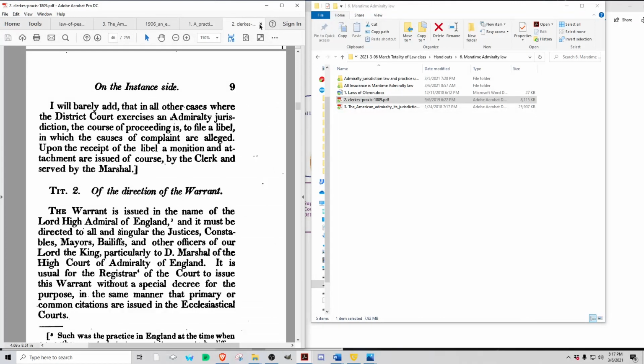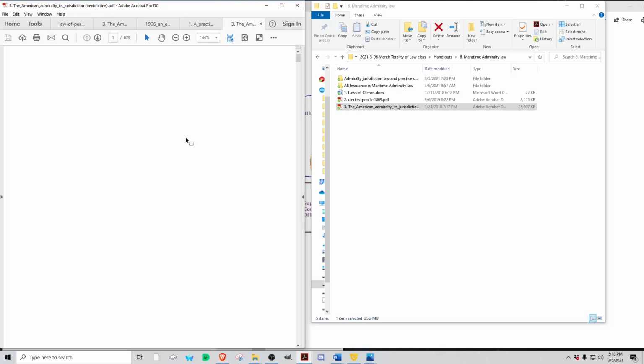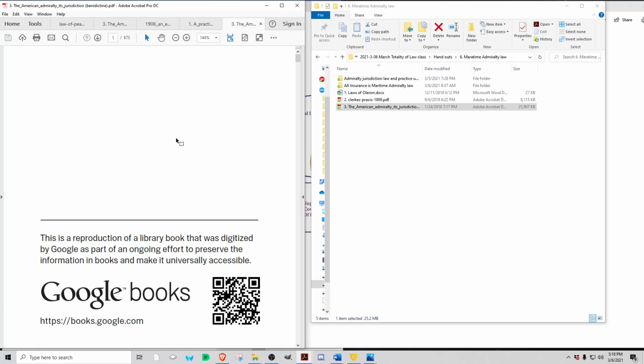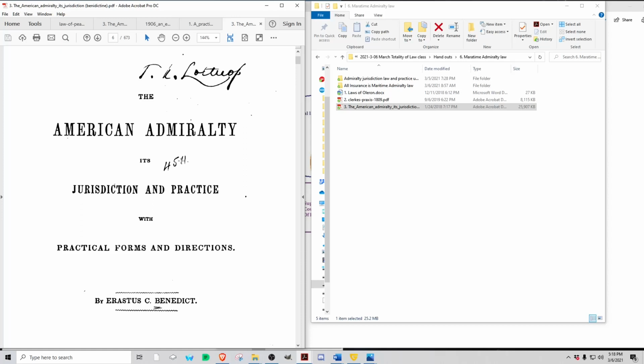And then from here, the book that all U.S. District Court judges have in their chambers is this one. This is what the judges refer to as the Benedictine, because it was written by Erastus C. Benedict. And this is the American Admiralty and its jurisdiction and practice.